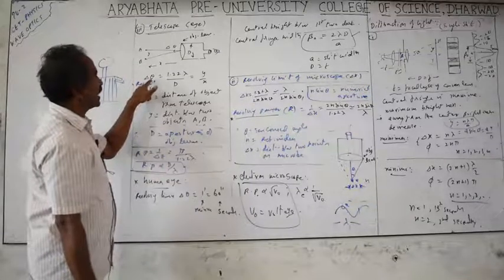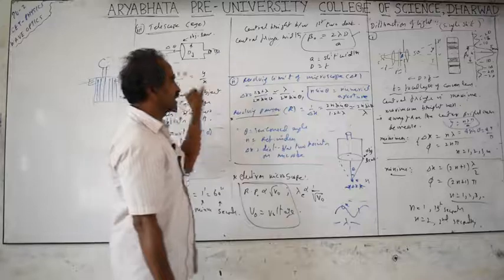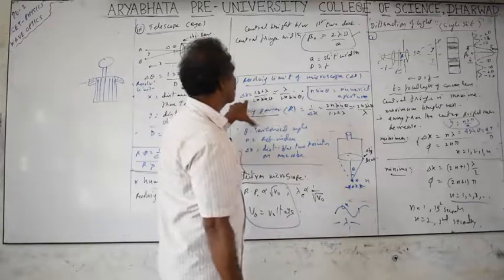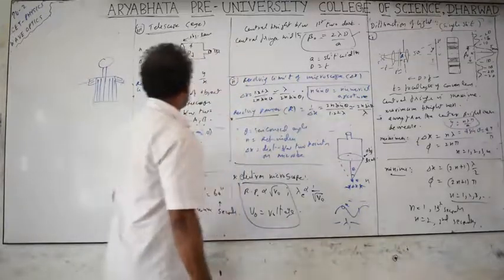The limit here is delta theta, and the angle is in radians or degrees. You have to take the SI unit, which is radians. Here the resolving limit is in meters, and here the resolving power is per meter.